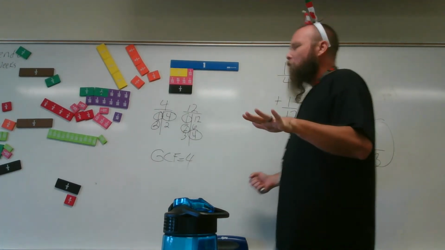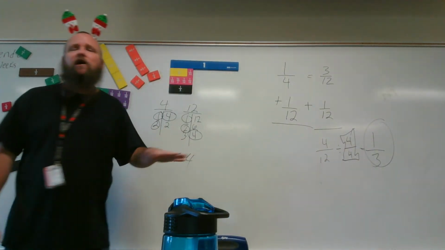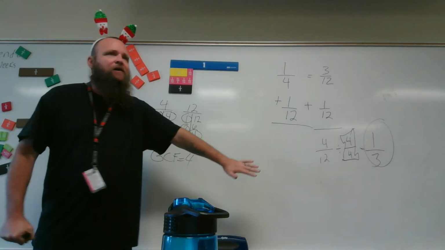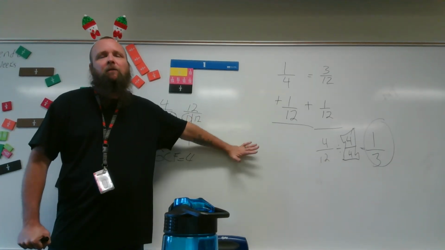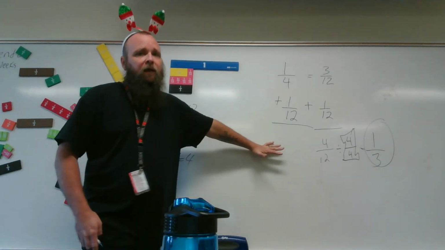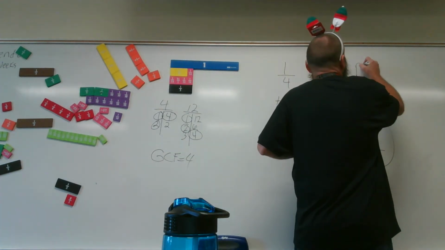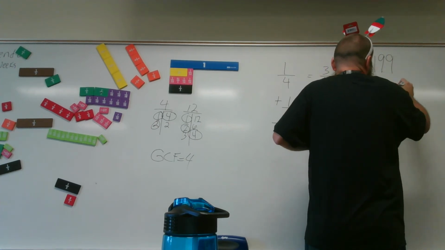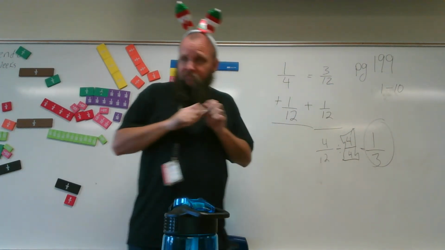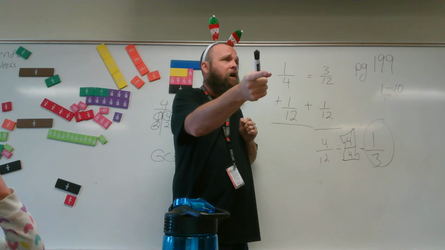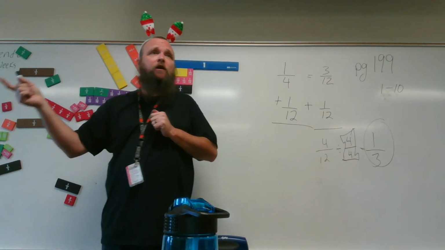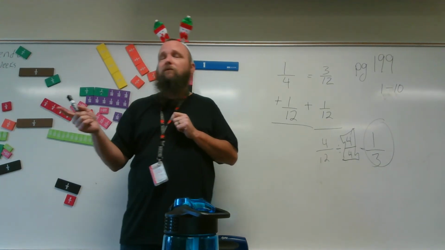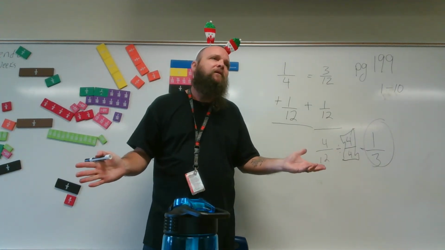All right. So that is how we use the fraction strips to add fractions with unlike denominators. In your book, you're going to do page 199, 1 through 10. Now, if you were smart and watched the video I filmed yesterday during tutorials, you probably have 3 of those answers already done. I'm just saying.